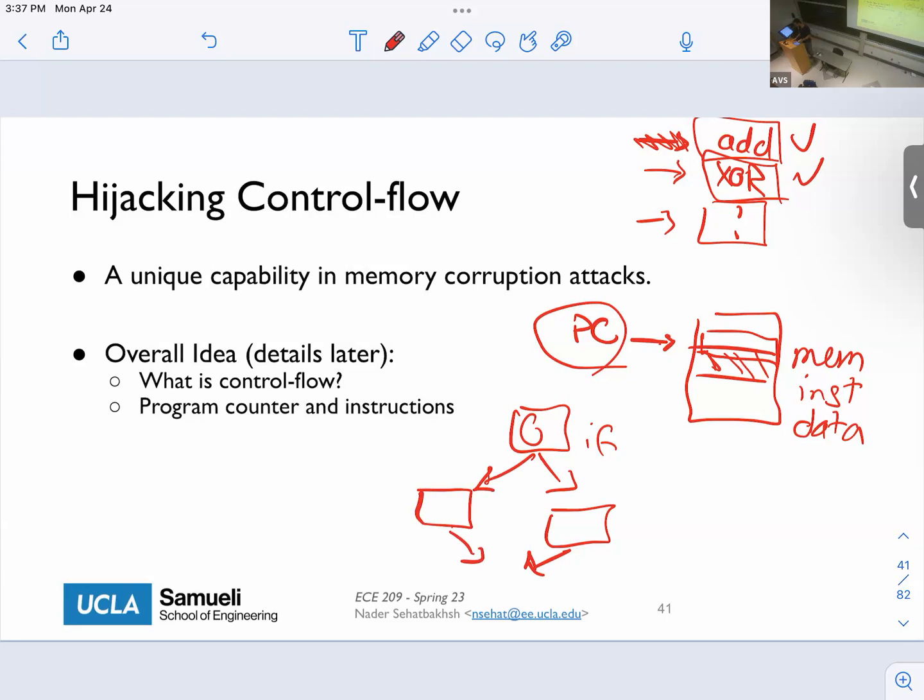And what you want to do as an attacker is hijack this flow. In the normal way, I would run this one, then this one, and then this one. Maybe I want to run completely different things. So maybe when you're checking your emails, I want to completely hijack this and open a terminal, right? That's the idea when we are talking about control flow.